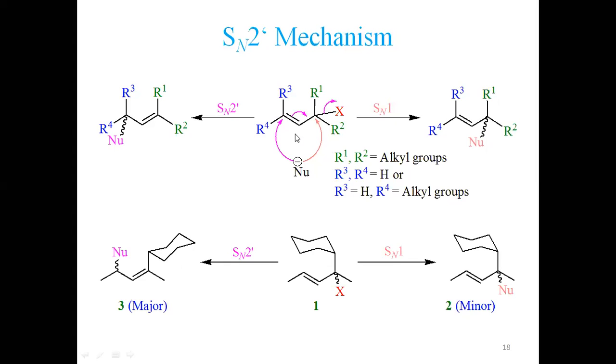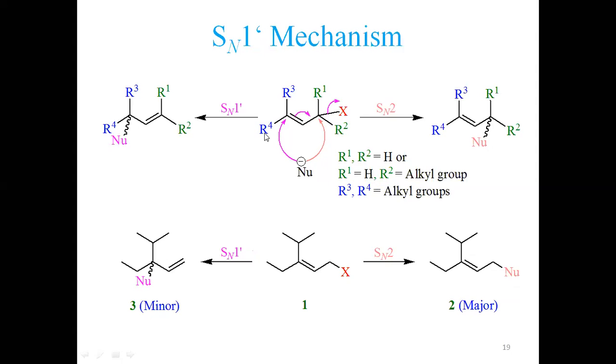You see here we have control: R1 and R2 are alkyl, R3 and R4 are both hydrogen, or one of them is alkyl. In this case it is opposite: R1 and R2 are hydrogen, or one of them is alkyl, and R3 and R4 are alkyl groups. The story is totally changed. If you have a substrate like this, and the nucleophile approaches this carbon while at the same time this X group is leaving, it shall follow the SN2 mechanism.